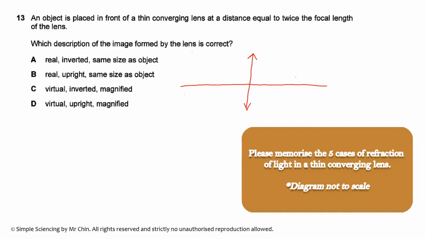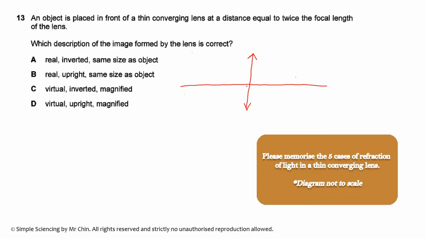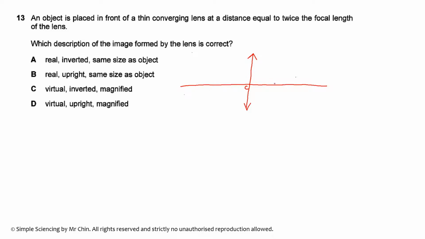Okay, here. This is the optical center, C. Now, I'll draw the focal length to be F on both sides, same length, and twice the focal length to be 2F, same distance. So the object is placed at a distance equal to twice the focal length, which means that the object is placed somewhere here. I'll use an arrow head to denote the object. So the object is placed here.